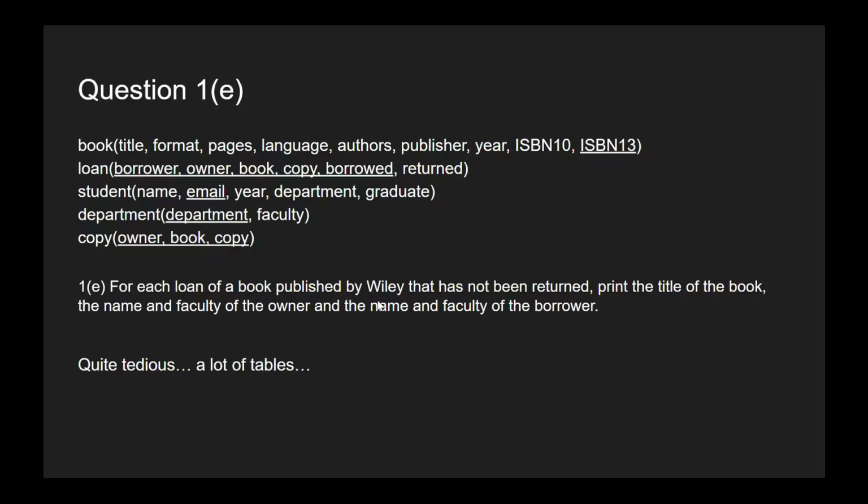So now let's move on to 1E. 1E wants us to do, for each loan of a book published by Wiley that has not been returned, print the title of the book, the name and faculty of the owner, and the name and faculty of the borrower. This is quite tedious, I understand, because it has a lot of tables in it, and you need to connect this and connect that. But it's certainly doable. You just need to spend more time comparing them.